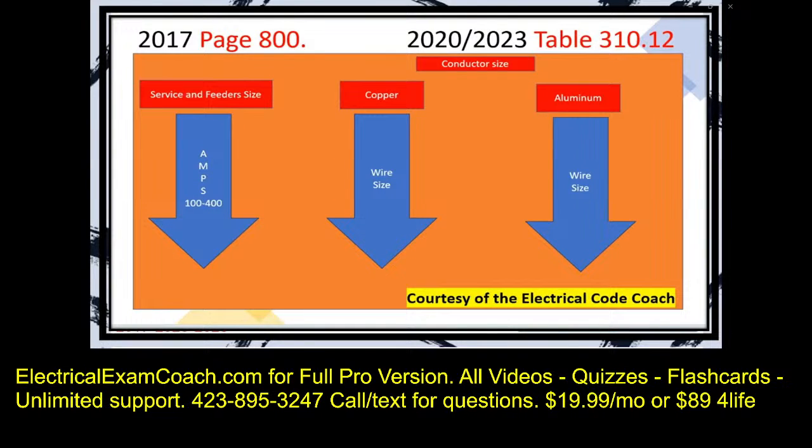On the left-hand side, we're going to find the size of the service and feeder, and this is listed in amps. And you'll notice that it only goes to 400 because the rules that we're learning right now only apply to services and feeders that feed the entire dwelling in between 1 and 400 amps. And I've got a great graphic illustration in the next slide to show you when it does and does not apply. On the next column over, we're going to see the copper side if we decide to use copper, and then aluminum if you decide to use an aluminum.